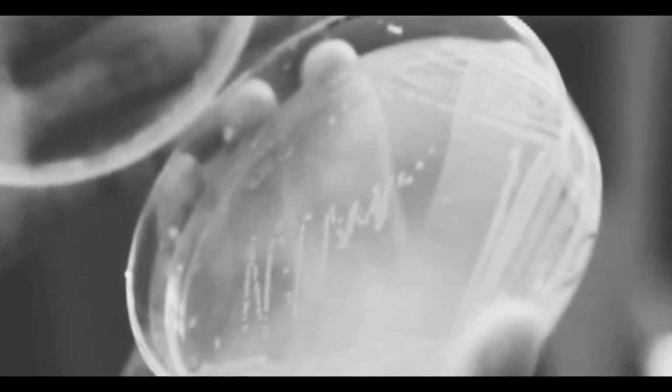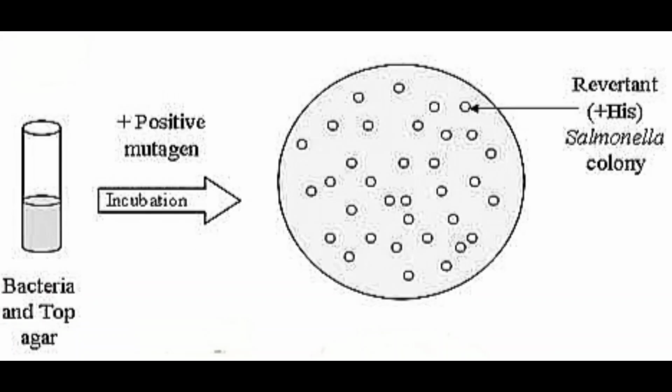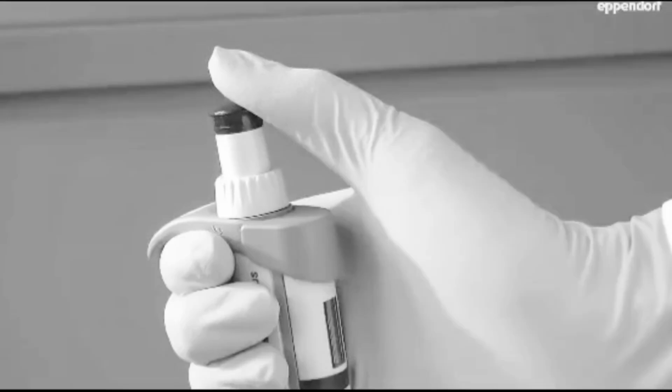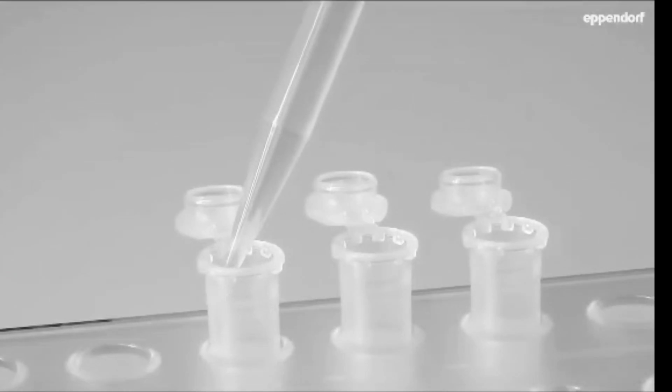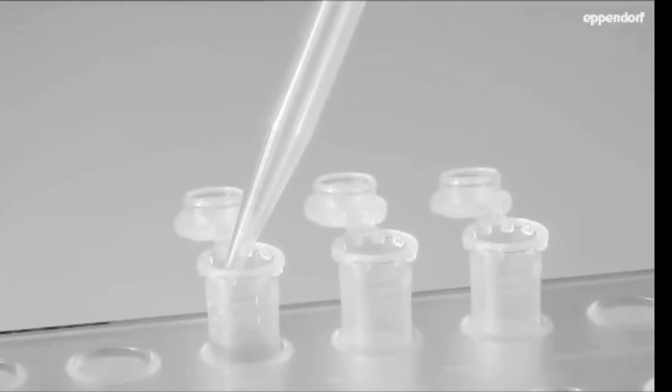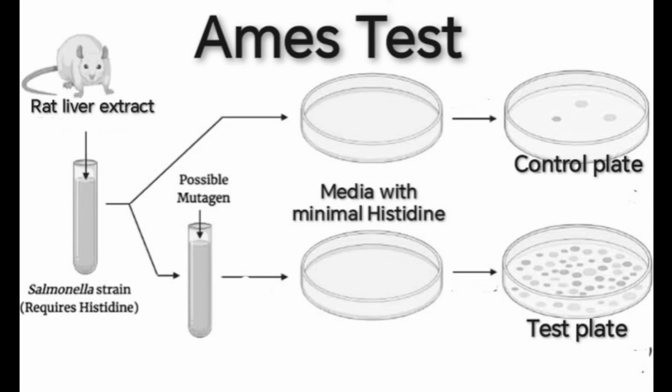Then we have to include a small amount of histidine to allow at least a few cell divisions so that in future these cells can serve as the mother cells for mutations to occur. Now we have to apply the chemical which we wish to test. We have to apply that chemical on the plate. Usually we also add S9 liver extract from rats to simulate mammalian metabolism because some compounds become mutagenic or carcinogenic only after metabolic activation. And then the incubation period.